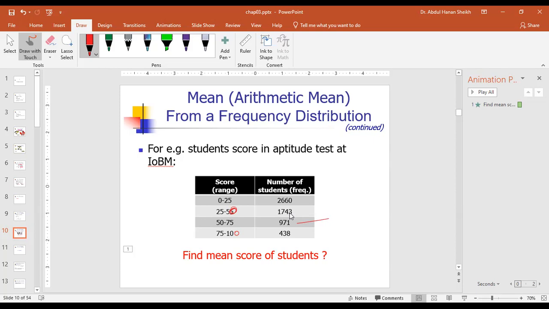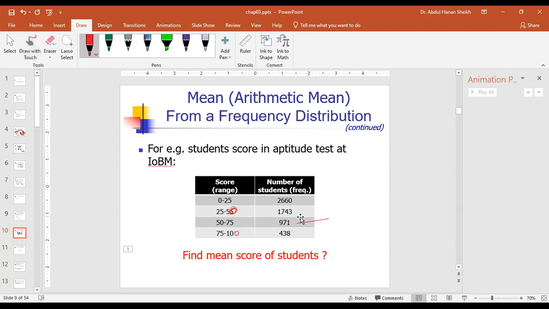The answer is 40? Yes, 75 divided by 2 is like 37. Okay, whatever it is, we multiply this one. Okay? This is just an assumption because we do not know the exact number of students who have 25 marks, who have 26 marks, who have 49 marks, who have 40 marks, who have 35 marks. We just assume all these students have the marks which is the midpoint of this class. So this is how we compute the mean.